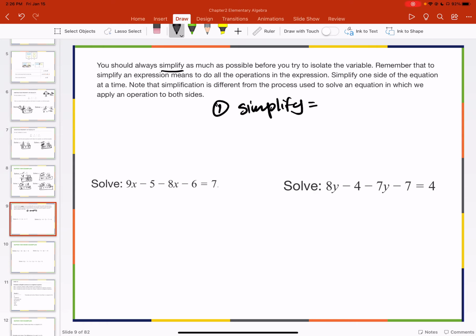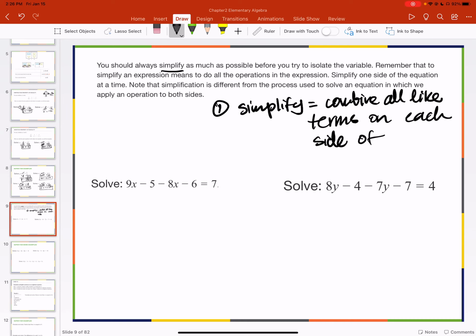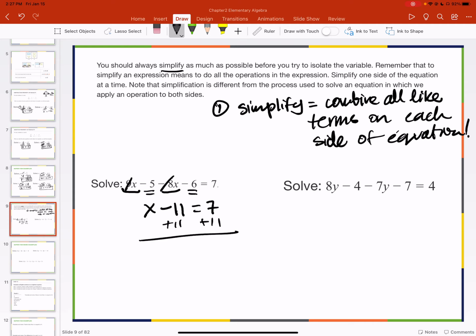You would basically combine all like terms on each side of the equation, okay? So let's say here you have 9x minus 8x, and then you have minus 5 and minus 6. On the left-hand side, 9 minus 8 is just 1x, so that takes care of these two. And then you have negative 5 minus 6, that's going to be negative 11, equal to 7. And now I can just add 11 to both sides, and I get x is equal to 18.